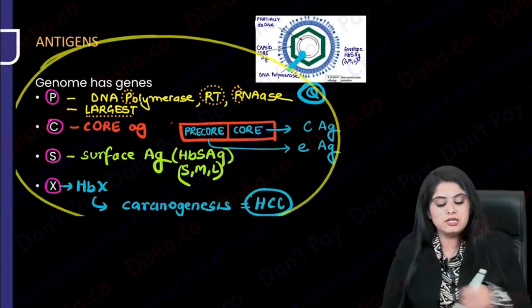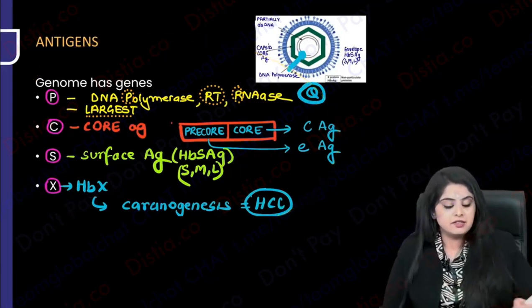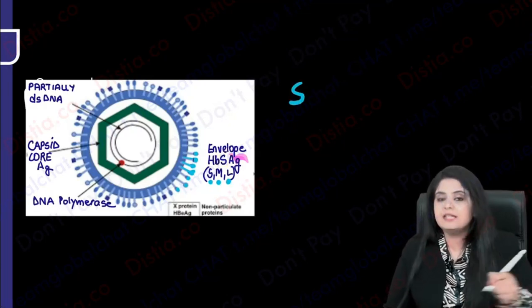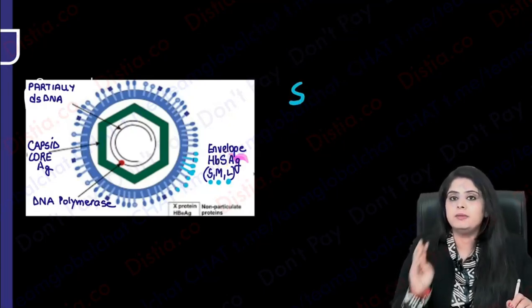So jaldi se let's do a recap. What are the genes that it has? Sabse easy wala I can see on the surface. Let us do a recap from here. On the surface you have the S gene. That is going to make surface antigen, small, medium, large.